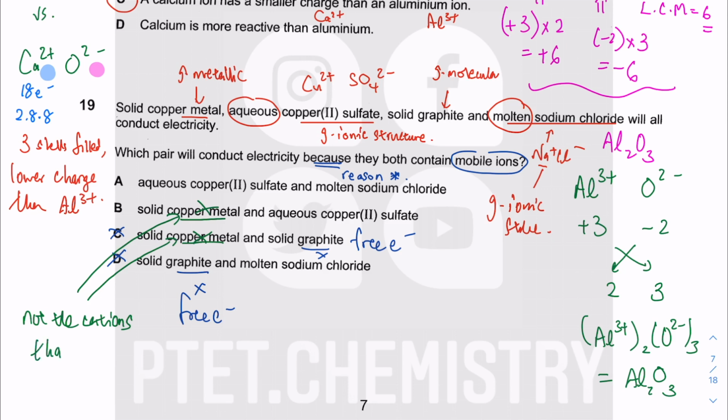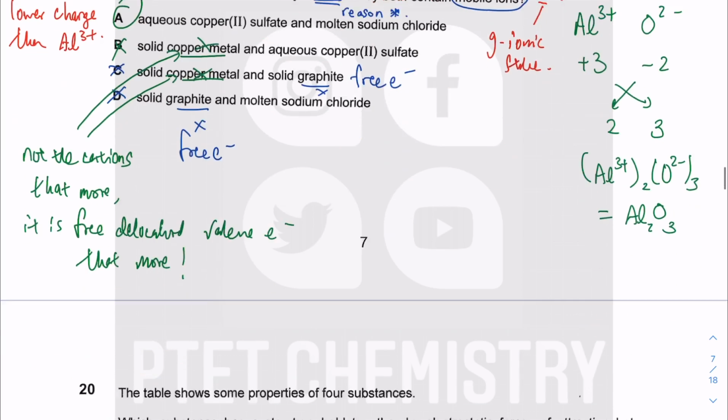Okay, not the cations that move, it is the free delocalized valence electrons that move, okay, for metals. So now I know B is wrong, which means A must be the only correct answer there.